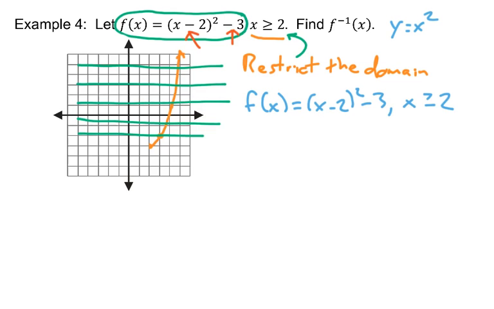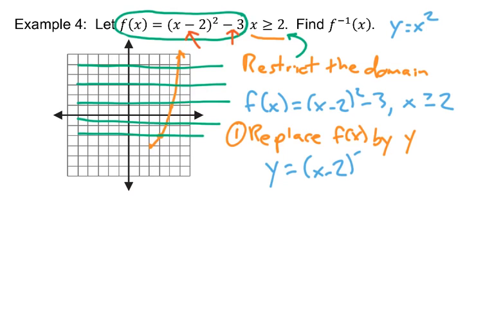Okay, the first of the 4 steps is to replace f of x by y. And that's easy enough. You just take the f of x and you put a y there instead. So that step is not particularly dramatic. All right, I'm going to pause again. What is the second step?